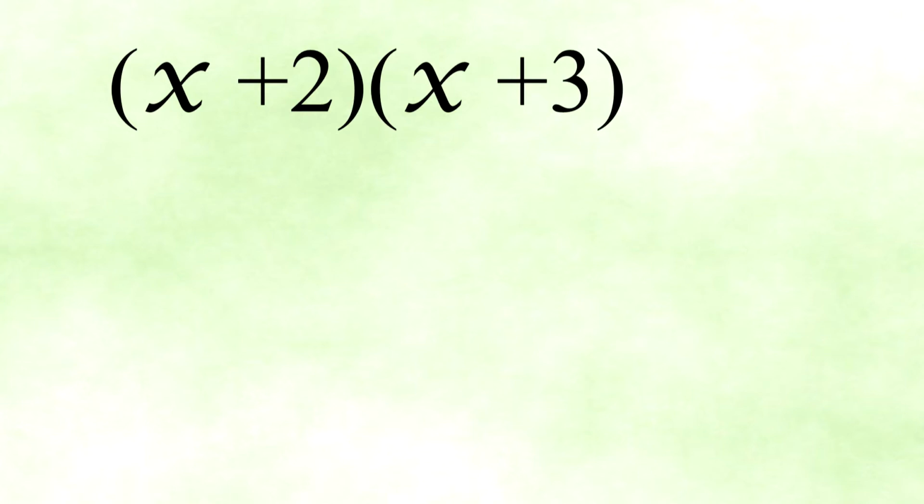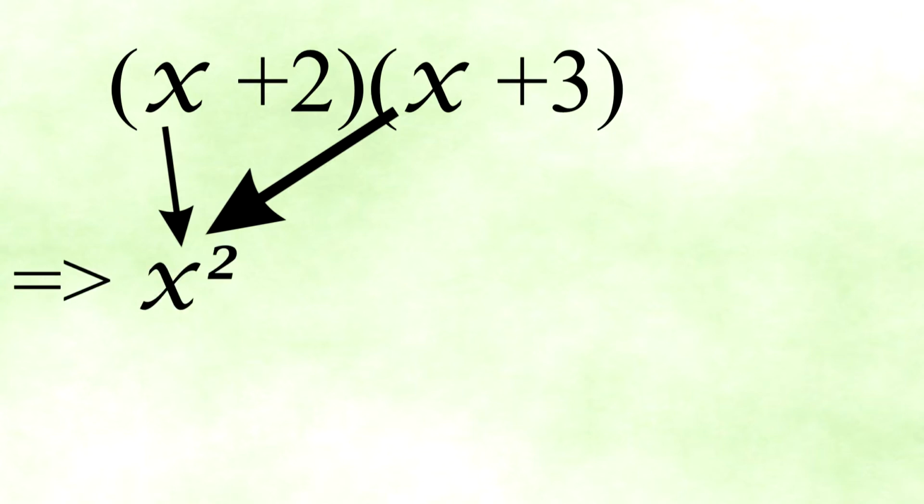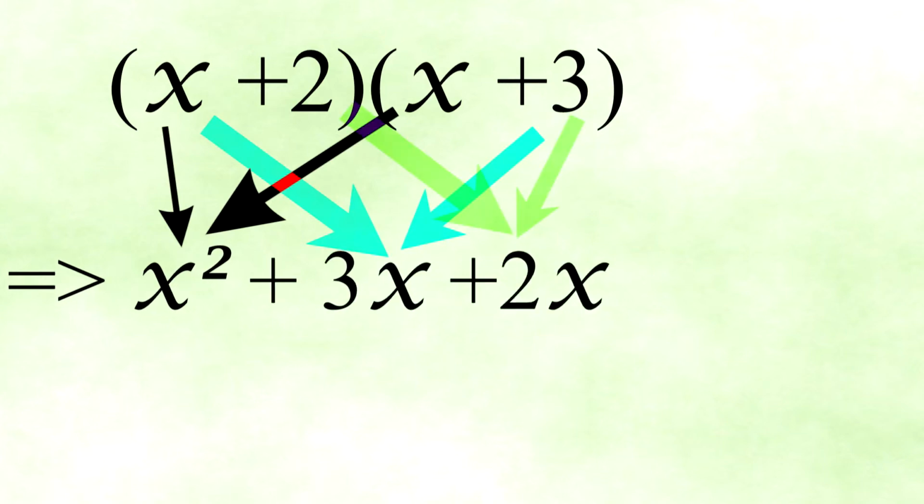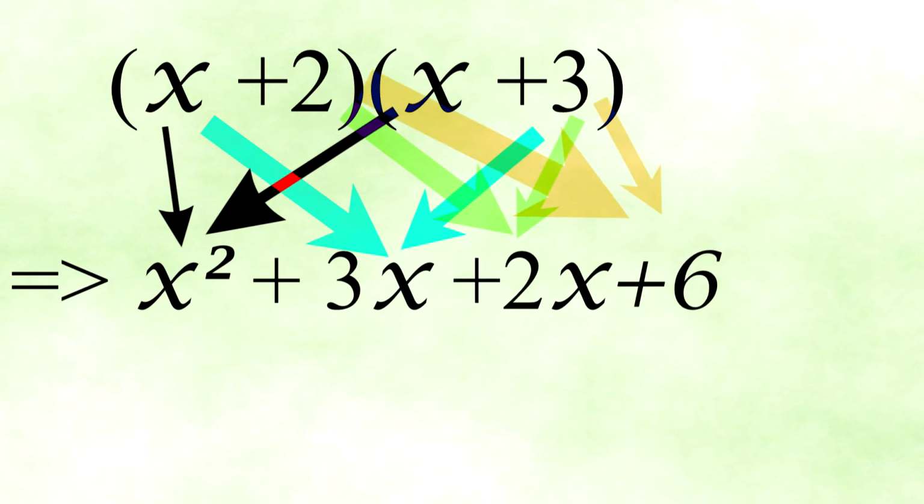So let's begin. With x multiplied by x equals x to the power of 2, or x squared. Then x multiplied by 3, we get 3x. If we then go on to multiply 2 by x, which will give us 2x. And finally, 2 times 3, which would give us 6. And with that, we have multiplied each term from one of the brackets by each term from the other brackets. Hence, we have gotten 4 terms.